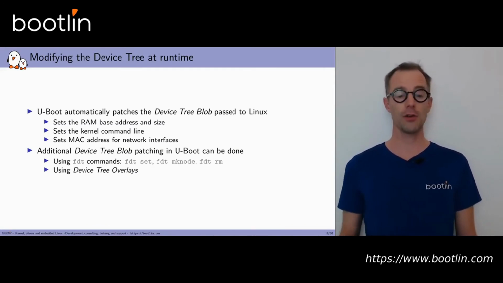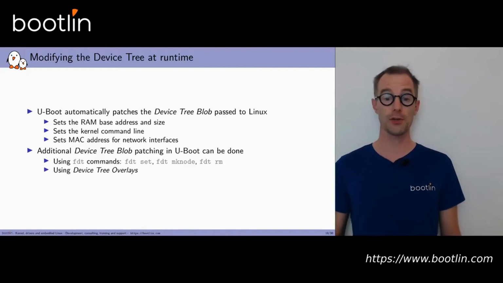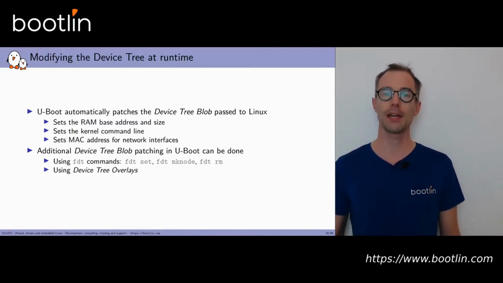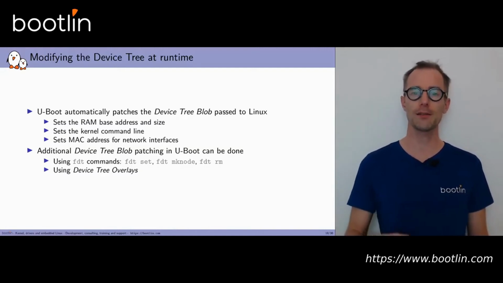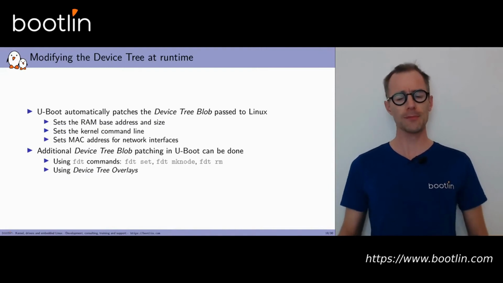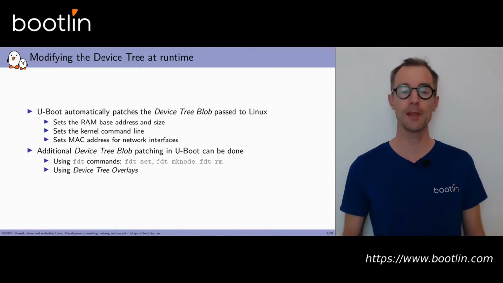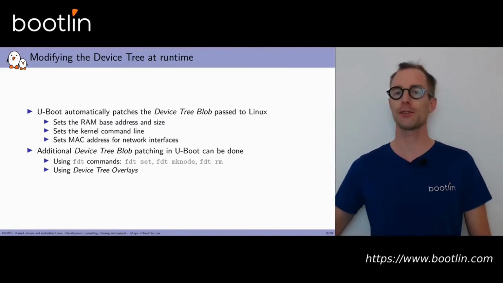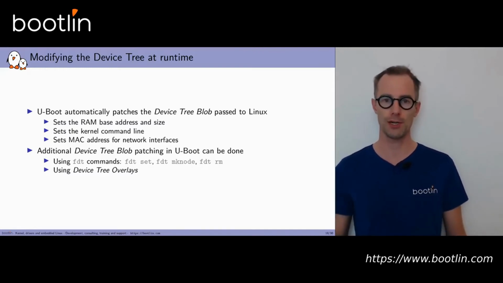There are additional device tree blob patching features that you can do in U-Boot. There is a set of FDT commands, and FDT stands for flattened device tree. This is basically the compiled device tree format, which U-Boot can modify with commands like fdt set, fdt mknode, fdt rm, and there's a whole bunch of other FDT commands as well.